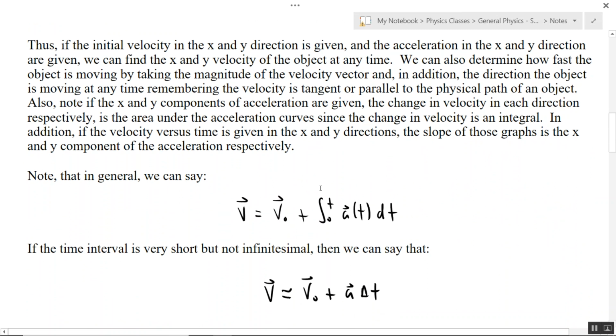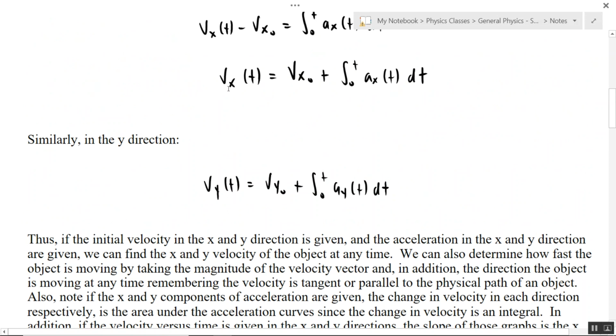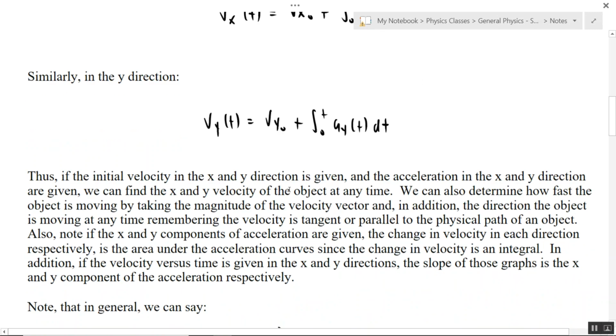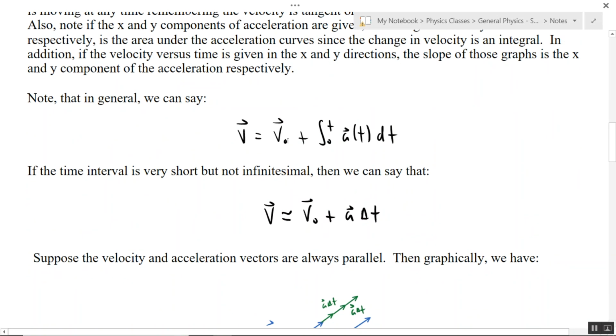So in general, you can come up with this equation here, because if you add these two things up, this gives you the x part of the velocity. This gives you the y part of the velocity. If you put those into the velocity equation, remember v is equal to vx x hat plus vy y hat, into the general equation for v, you get this equation here.